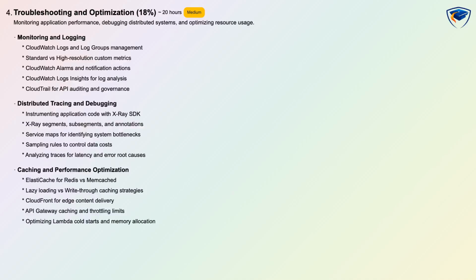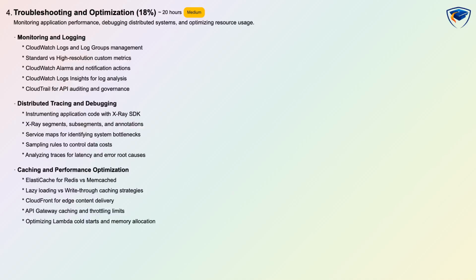Instrument applications with AWS X-Ray using the SDK to generate segments and subsegments. Use annotations and service maps to identify bottlenecks. Apply sampling rules to control cost. And analyze traces to find latency and error root causes.